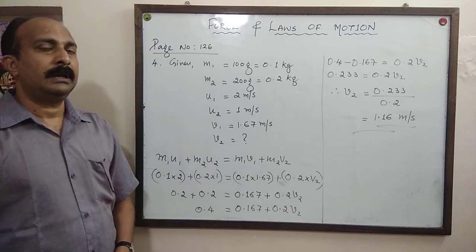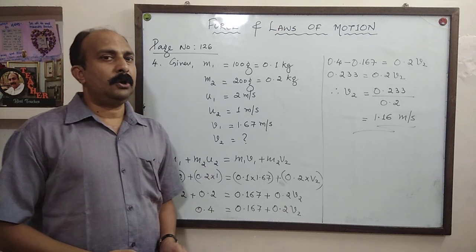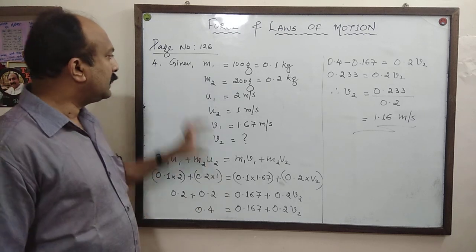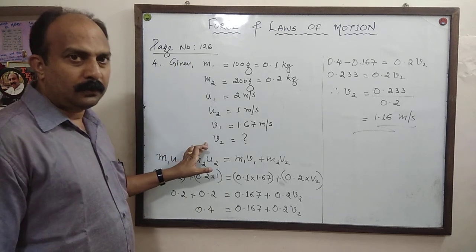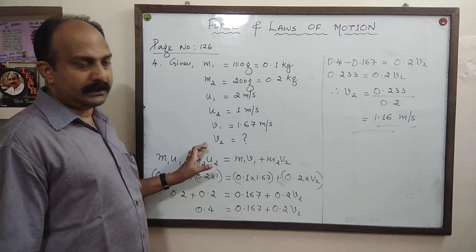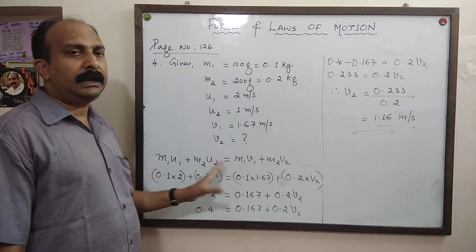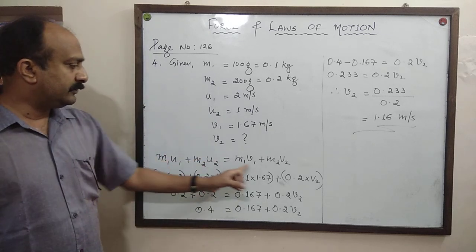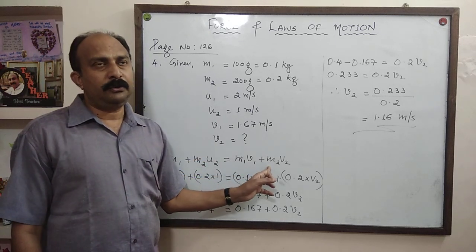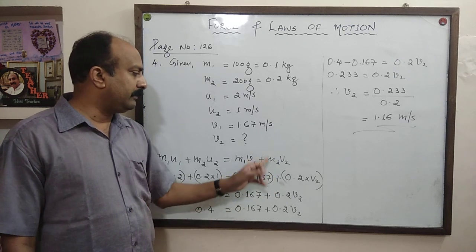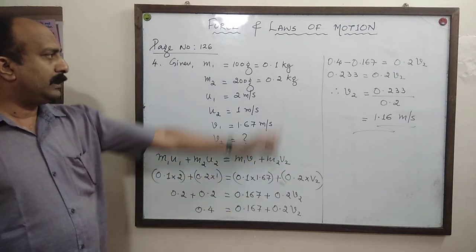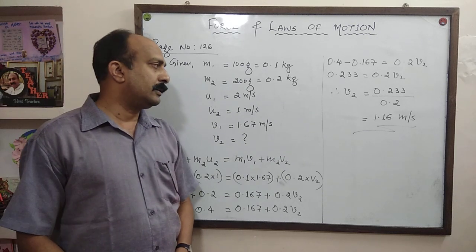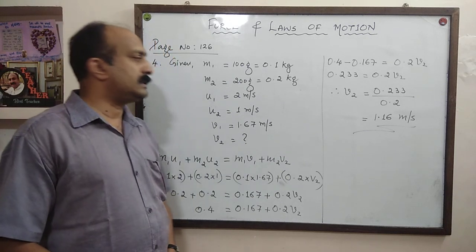It is also a question of the law of conservation of momentum. So whenever you read the question, write down what is given in terms of the symbols. Then you will get an idea. This is a question of the law of conservation of momentum. Remember this very important formula. M1U1 plus M2U2 equal to M1V1 plus M2V2. Simple application of the values, and we got the answer. V2 is equal to 1.16 meter per second.